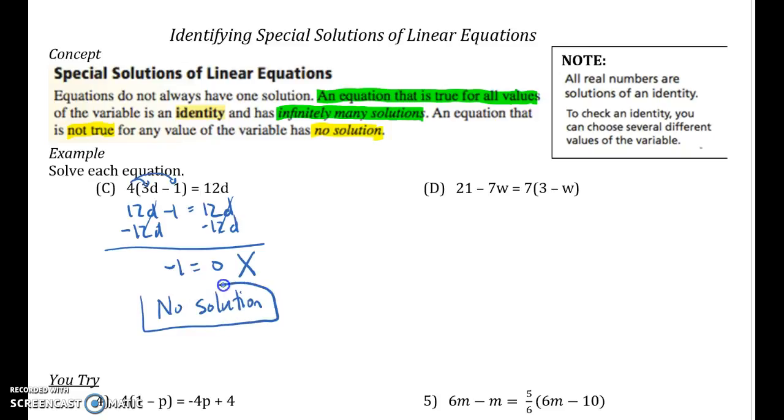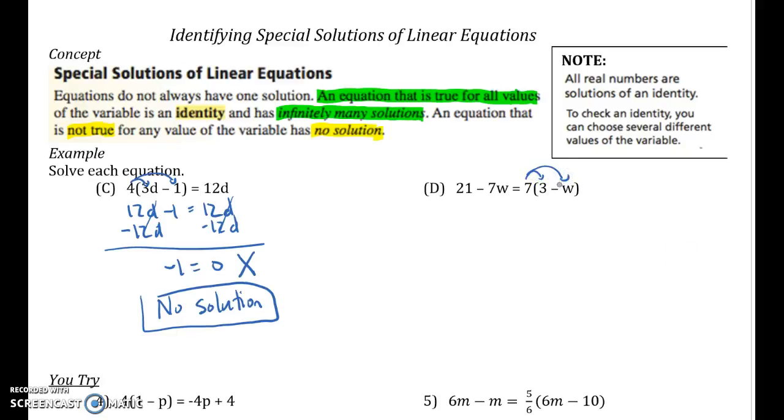And in this case, it's really hard to check when there's no solution, so what I would suggest you do is just double check your work. Go back and double check and see if you did everything in the right sequence. You can also just plug in a value for D and play with that as well, but that's not always as clear.